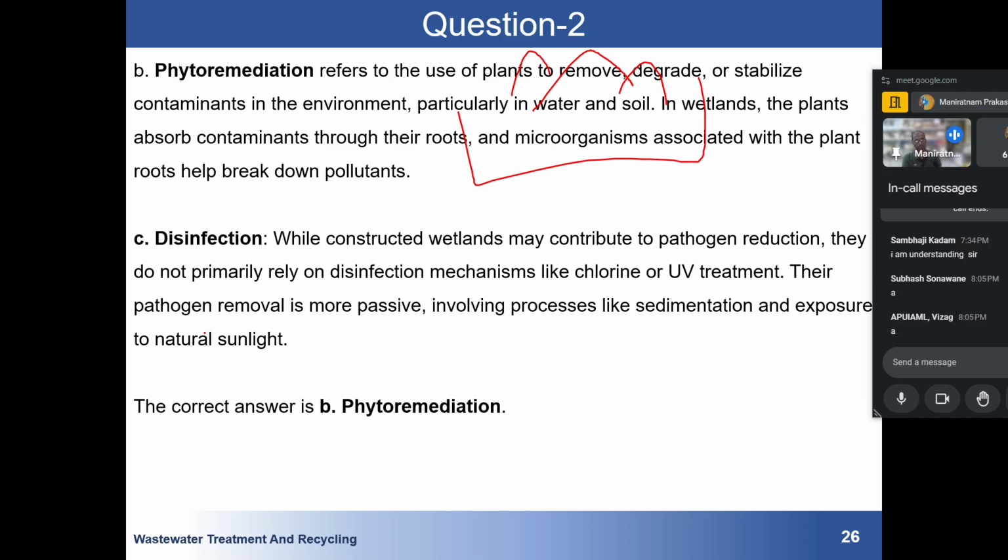This is another treatment unit that happens in conventional systems, where we use chlorine or UV. Constructed wetlands do not primarily rely on disinfection mechanisms like chlorine or UV treatment. Their pathogen removal is more passive, involving processes like sedimentation and exposure to natural light. So the correct answer is B.